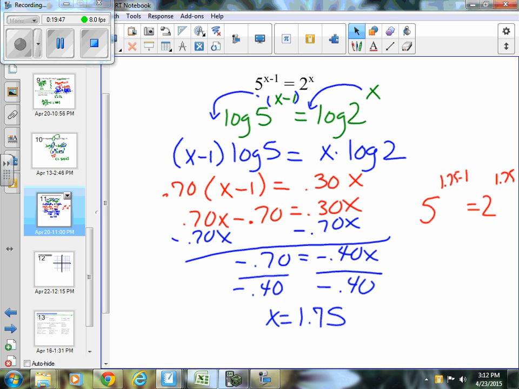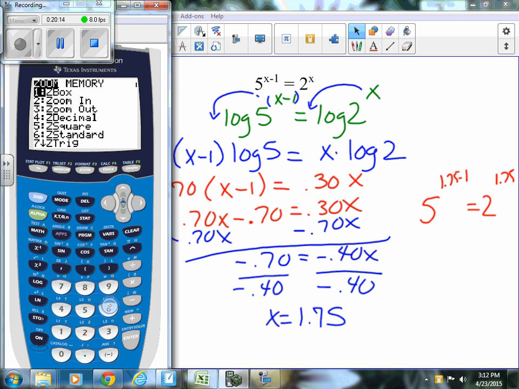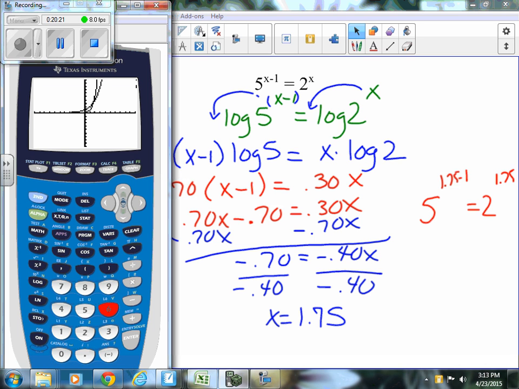Or graphically, if you wanted to use your graphing calculator, you could graph those two equations and see where they meet. So if you look at your graphing calculator approach, what are we talking about? The first one is 5 raised to the x minus 1. The second one is 2 raised to the x. I'm going to go ahead and just do a zoom 6 to make sure I have a regular graph. What this really means is we're looking to see where these two graphs are equal, where they cross.